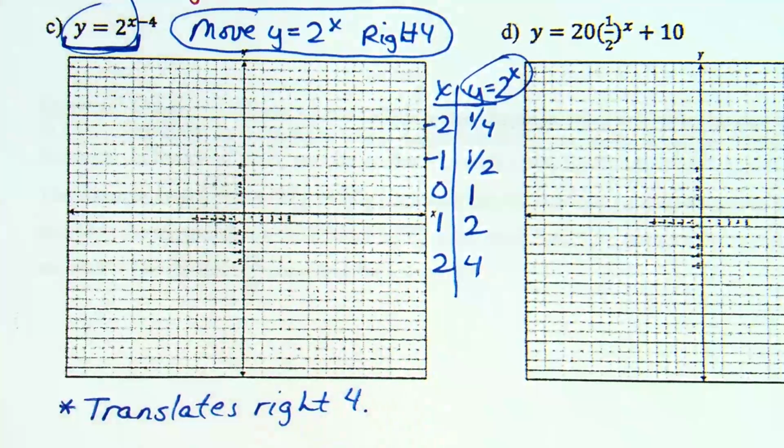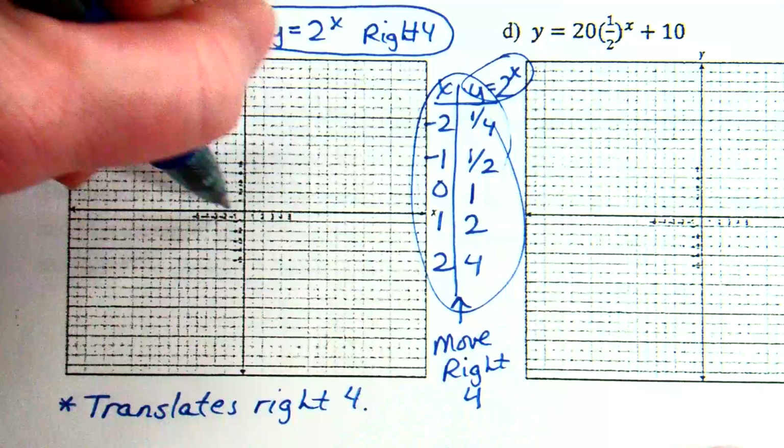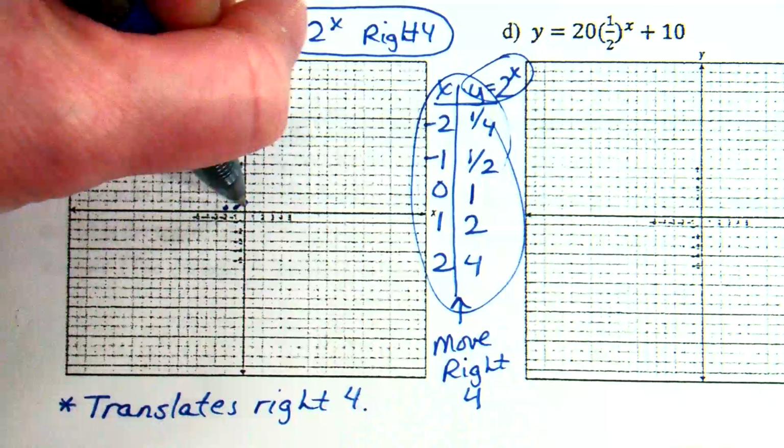What am I going to do with them? We're going to graph these, and then after you get these graphs, move right 4. Negative 2, 1 fourth. I'm going to go left 2, up a fourth. Did you just add 4 to each of the x values? You could. I'm going to keep going with what I started with. Negative 1, 1 half. So left 1, up a half. I'll talk about your idea. I like it. 0, 1. Right 0, up 1. 1, 2. Right 1, up 2. 2, 4. Right 2, up 4.